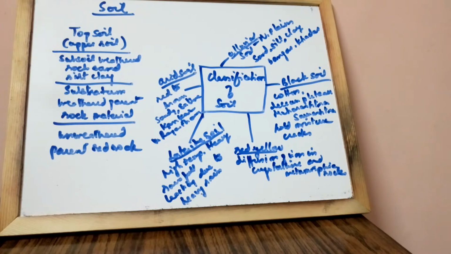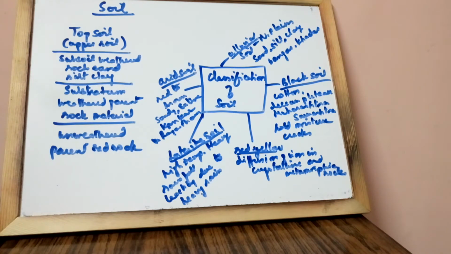Then the last factor is vegetation. So vegetation, the root disturbs the rock and it brings changes. It disintegrates the rocks. So those weathered rocks are converted into small pieces of particles. That is what? Soil.